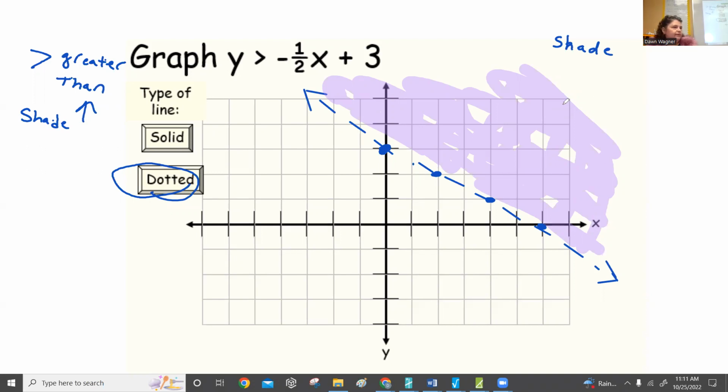Did I go too fast? No, I'm trying to. It was, yeah, I think it was the very first graph that we shade on.